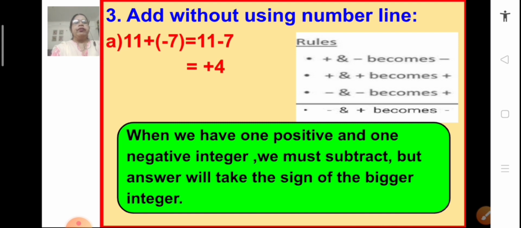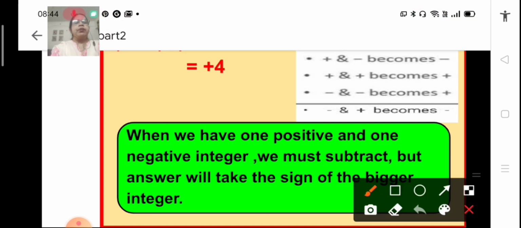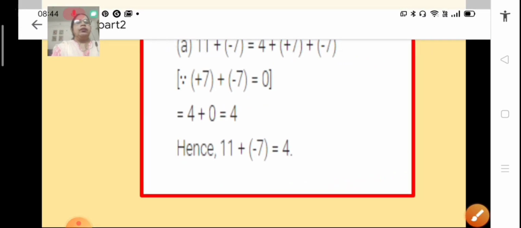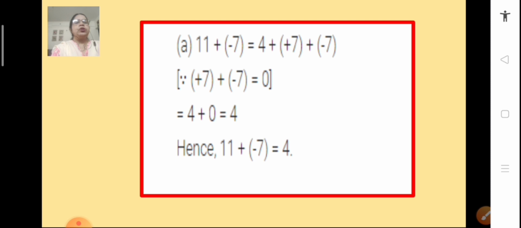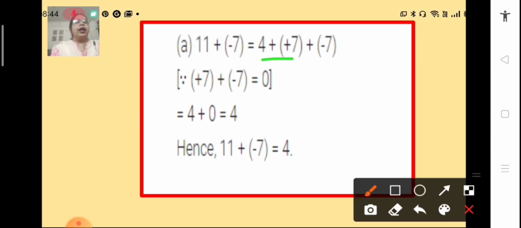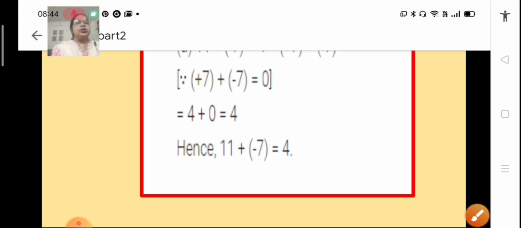Here A, we have 11 plus negative 7. So here plus and minus becomes minus, and here we have 11 minus 7. That means it is 4. Then we can solve this one like this also. 11 can be expressed as 4 plus 7, and positive 7 and negative 7, additive inverses of each other, become 0. So what are we left with? 4 plus 0, so 4. So 11 plus negative 7 becomes 4. We can solve it like this also.